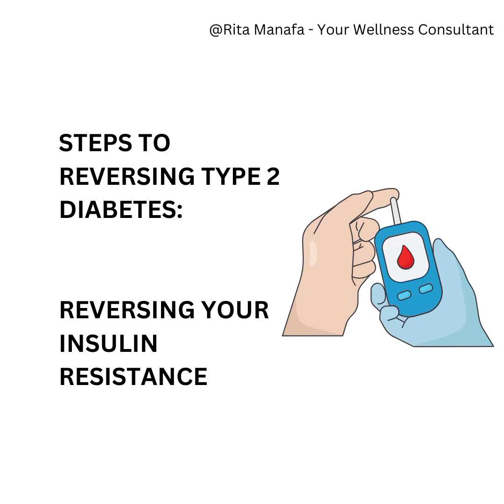Hello everyone. Today we're going to discuss the steps to reversing your type 2 diabetes, which is reversing your insulin resistance. Because type 2 diabetes is simply an advanced form of insulin resistance. Okay. So in part 1, we talked about two myths of type 2 diabetes.